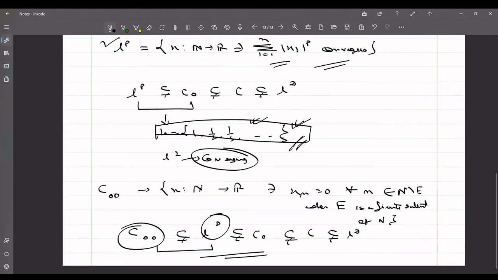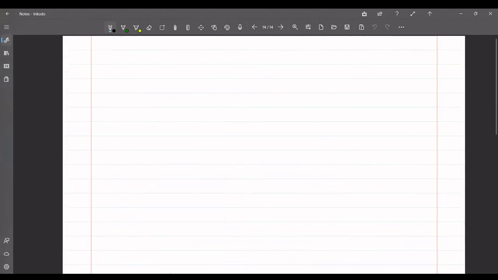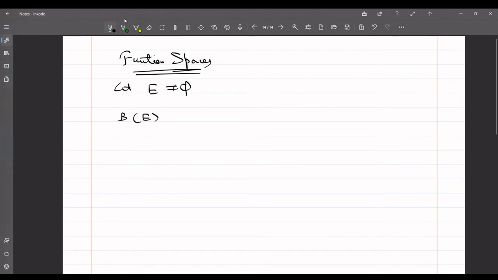Okay, so let's move on to the next topic. The next topic we have is function spaces. Let E be a non-empty set, and we define the function space as B(E). It is the set of all bounded mappings from E to R.